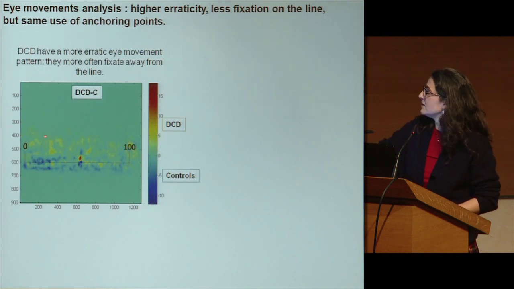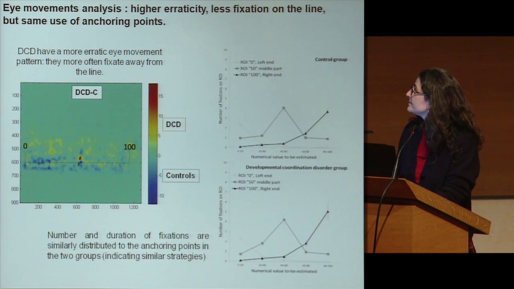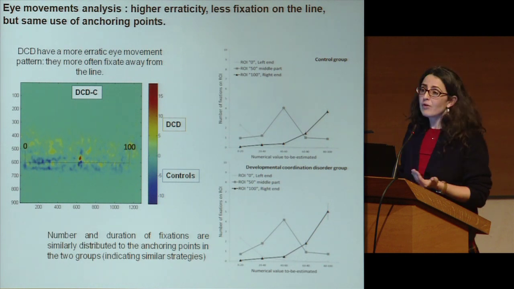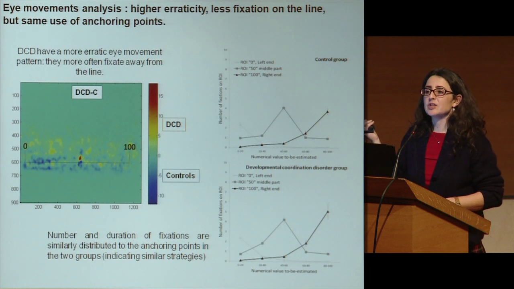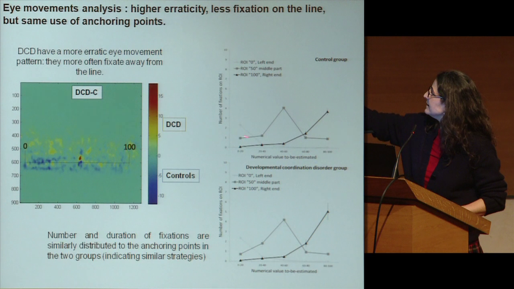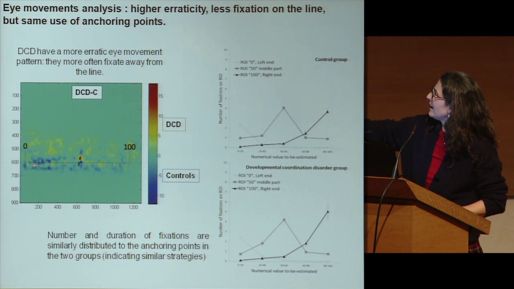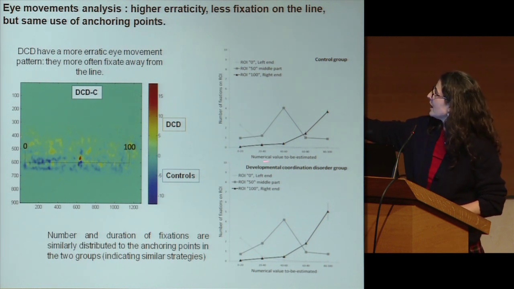Not only are dyspraxic children more erratic, but they also look further away from the line more often than control children. However, both dyspraxic and control children show, again in the eye movement data, that they use an anchoring point. They fixate the end point more often. Here is an analysis of region of interest. We measure the eye fixation around 100, around 0, and around the middle point as a function of the position of the hatch mark.